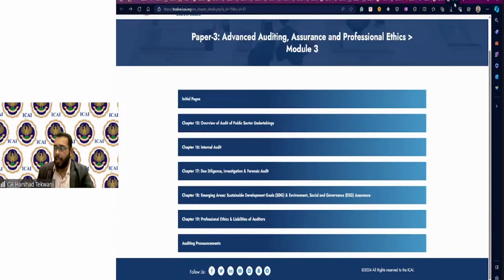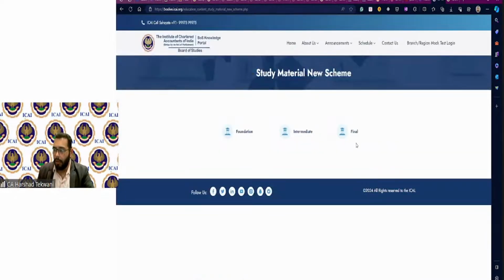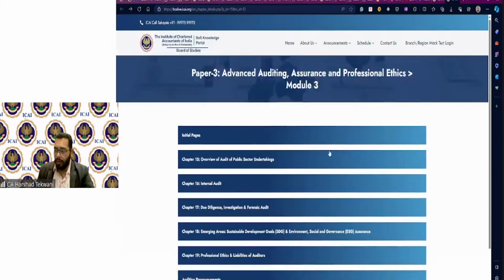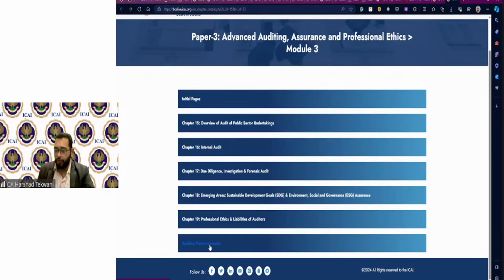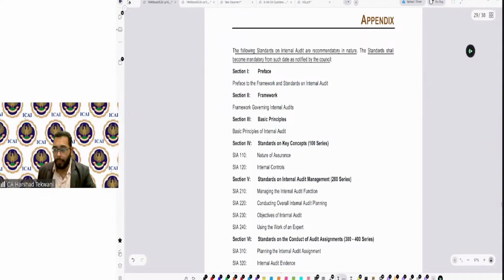If you go to your study material, I'll show you quickly. This is the BOS ICAI website homepage. Go to study material, new scheme. Go to final. Go to English medium. Paper 3. You have module 3. Click on module 3 and just see below, auditing pronouncements. Click on that, and all the applicable pronouncements will be in front of you. Now, SIAs are applicable only to the extent they are given in your study material in chapter 16. Clear? Any doubt? To the extent they are in your study material, you need to refer to the SIA.